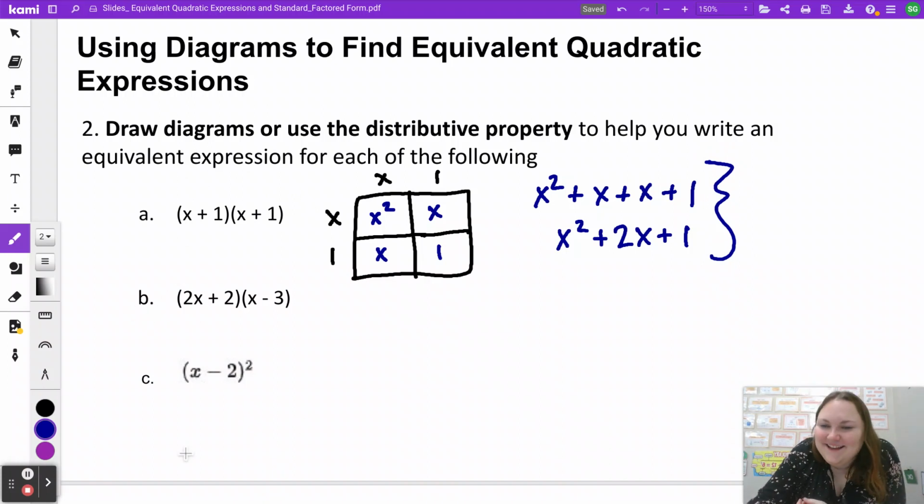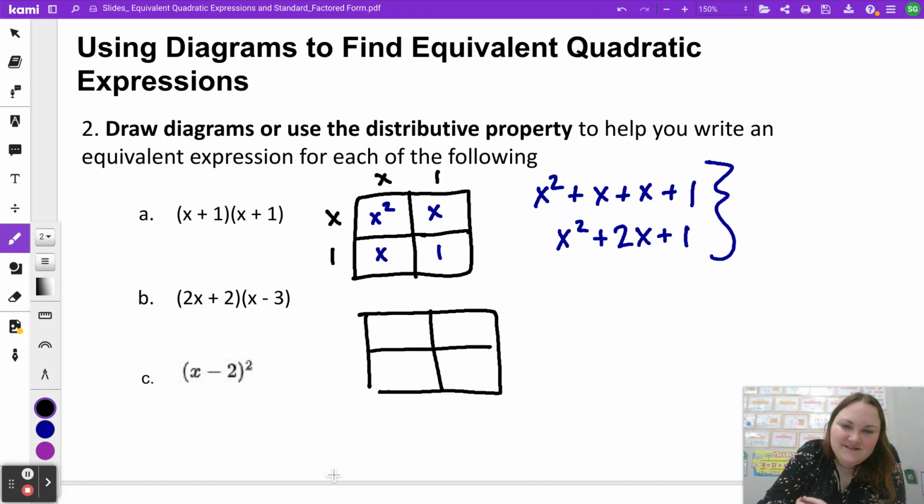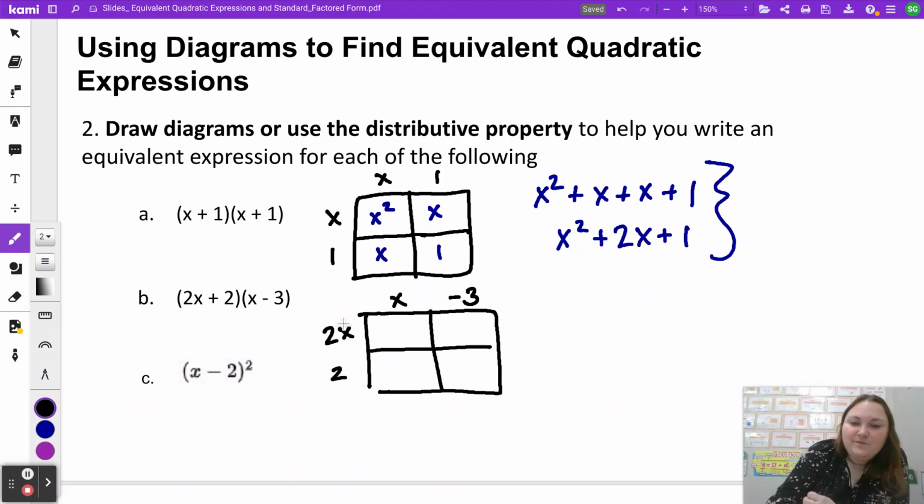For B, we've got 2x plus 2 times x minus 3. Again, you've got 2 terms, so I need 2 parts there, times 2 terms. So something like this, where one side is 2x and 2, and then the other side is x and that negative 3 there.